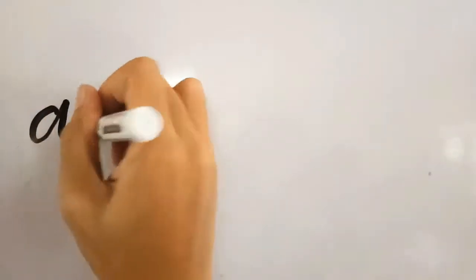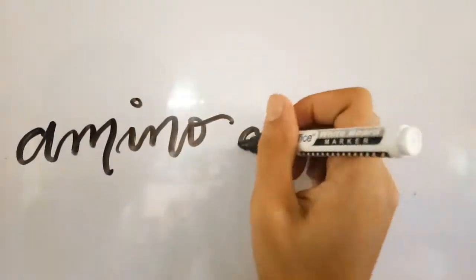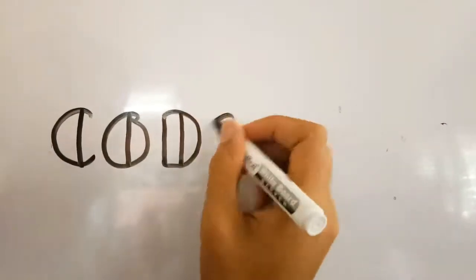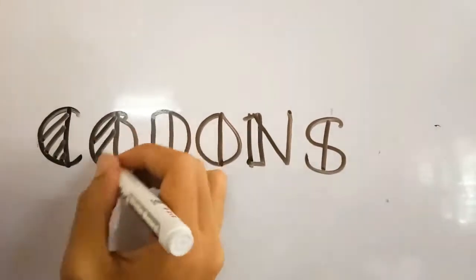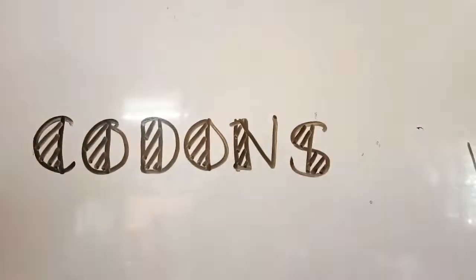Before we proceed, let us unlock some difficult terms that will help you understand protein synthesis. Amino acid, the building blocks of proteins. There are 20 different types. Codon, a sequence of 3 organic bases in a nucleic acid that code for a specific amino acid.